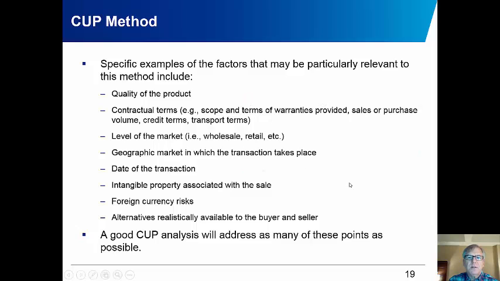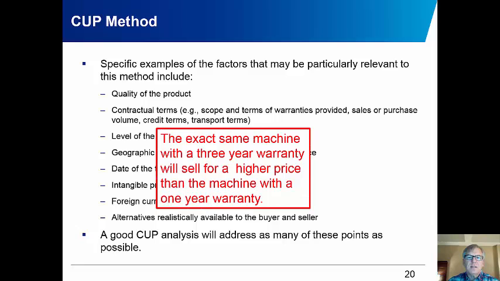Contractual terms. The scope and the terms of a warranty that might be provided, or the credit terms, buying a product on 90 days credit, these can be very important. Just to give you an idea that would drive it home: if you had the exact same machine that you're looking to buy and it comes with a 3-year warranty, that machine would sell for a higher price than the same machine with only a 1-year warranty.